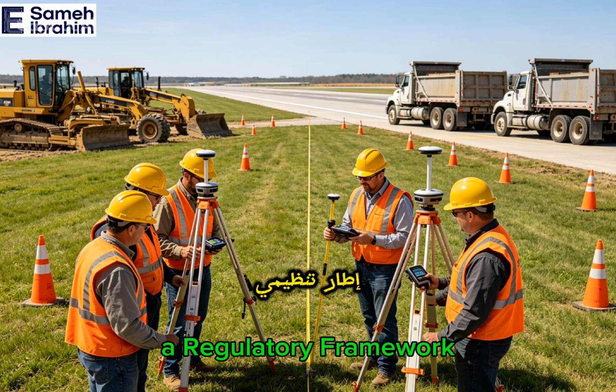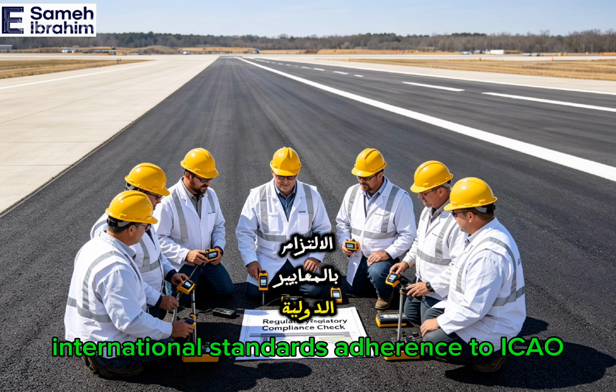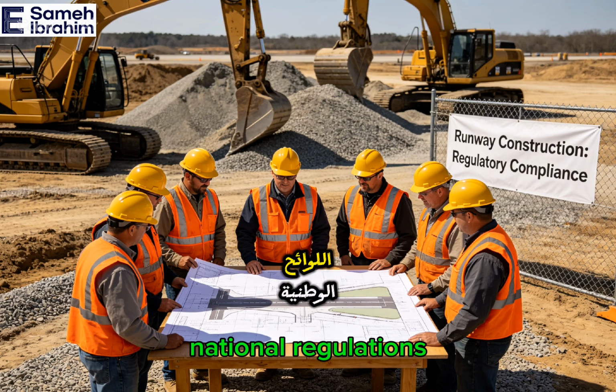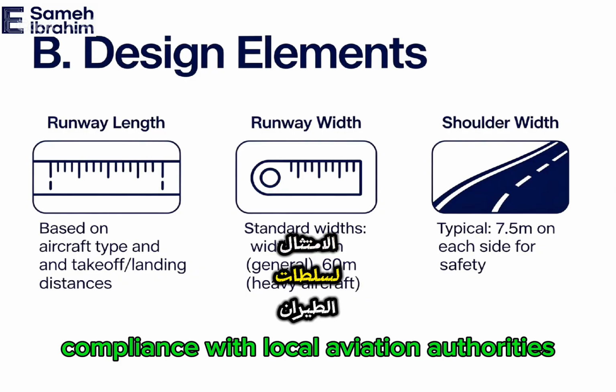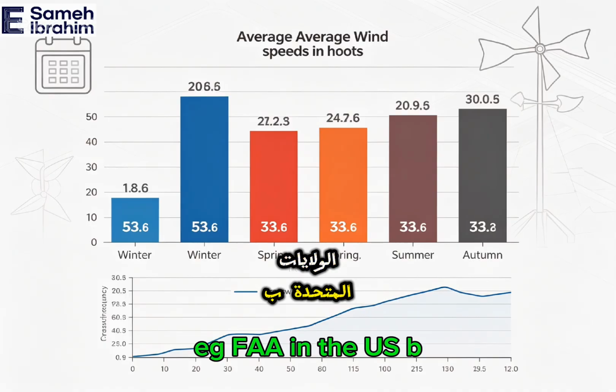A. Regulatory framework. International standards: adherence to ICAO, International Civil Aviation Organization, guidelines. National regulations: compliance with local aviation authorities, e.g. FAA in the U.S.